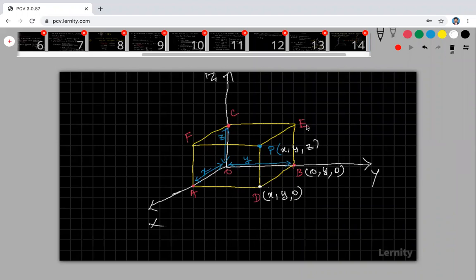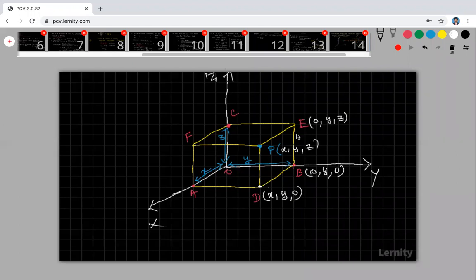Okay. And what about this one? E. My E has no X distance. There is no X distance. The Y distance is there, the Z distance is there. Are you clear about those points? Yes. Students, any doubt in marking your points? If you have any doubts, please ask.